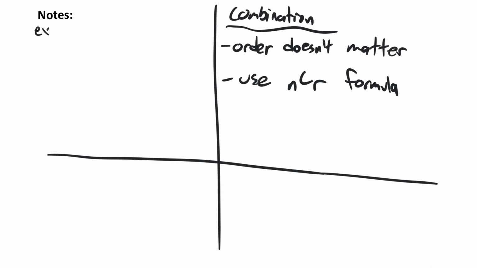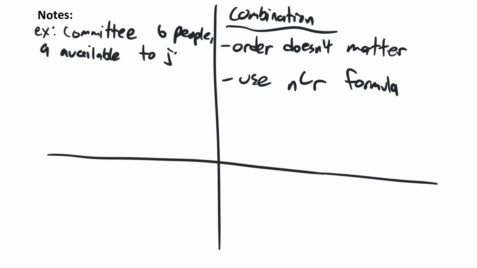So let's do an example. Let's say you're going to make a committee, and your committee needs to have 6 people, and you have 9 available to join. So there's 9 people who said, yeah, I'm available to join the committee. You only need 6 of them though. How many possible committees can you make? How many options are there? So I'd encourage you to pause the video and give it a try.